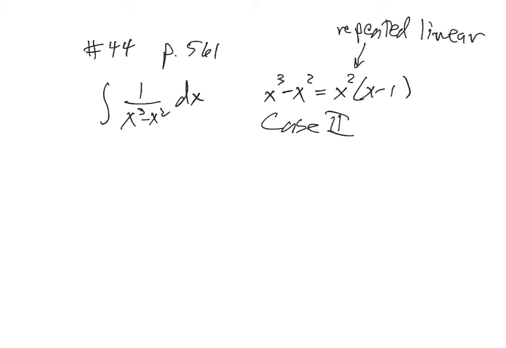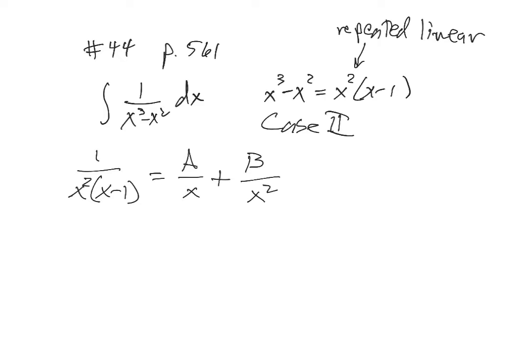So what we're going to do is decompose that function, and for case 2, the pattern goes like this. So we're working on the function 1 over x squared times x minus 1. Let's factor it. And our decomposition pattern is some constant over x plus another constant over x squared, since x is the repeated factor, so x up to the power, of course, we'll stop at 2. And then we get another constant over the linear x minus 1.